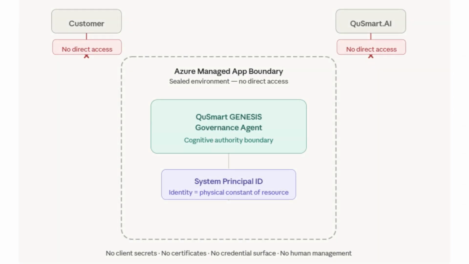The QuSmart GENESIS Governance Agent deploys as an Azure-managed app. Once deployed, neither the customer nor QuSmart has direct access to the agent. The agent's identity is system-assigned, anchored to the lifecycle of the resource instance itself. No certificates to rotate, no credential surface to exploit.